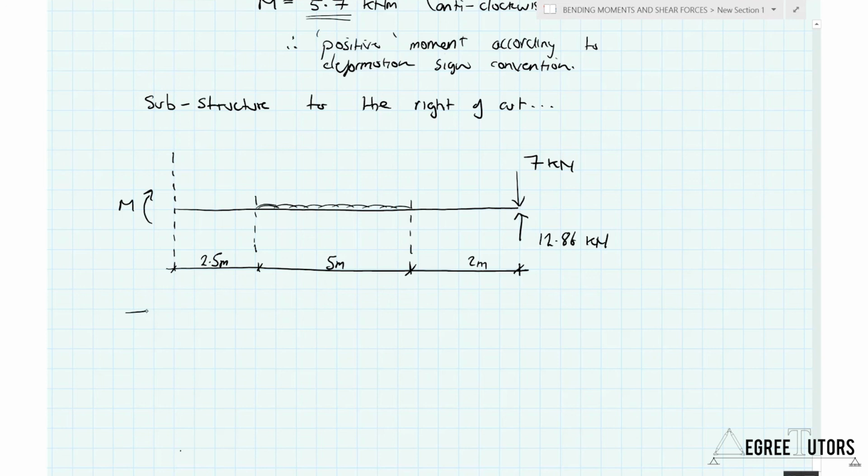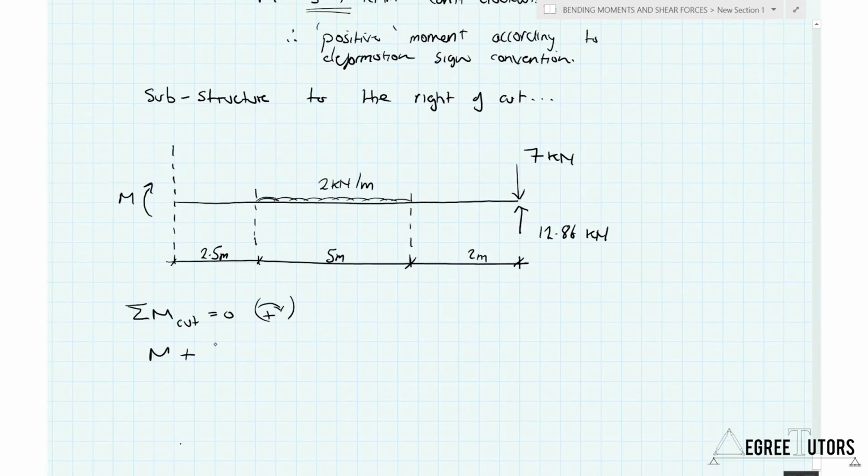Now, taking the sum of the moments about the cut again, the sum of the moments about the cut have to equal 0. Static sign convention assumes clockwise moments are positive, so let's take the sum of the moments. So we've got M plus the moment effect of my distributed load, which is 2 kilonewtons per meter. So let's think about that. That is 2 kilonewtons, and it acts over 5 meters. The resultant acts halfway along that 5 meters, so therefore the overall lever arm about the point of rotation is 5 meters.